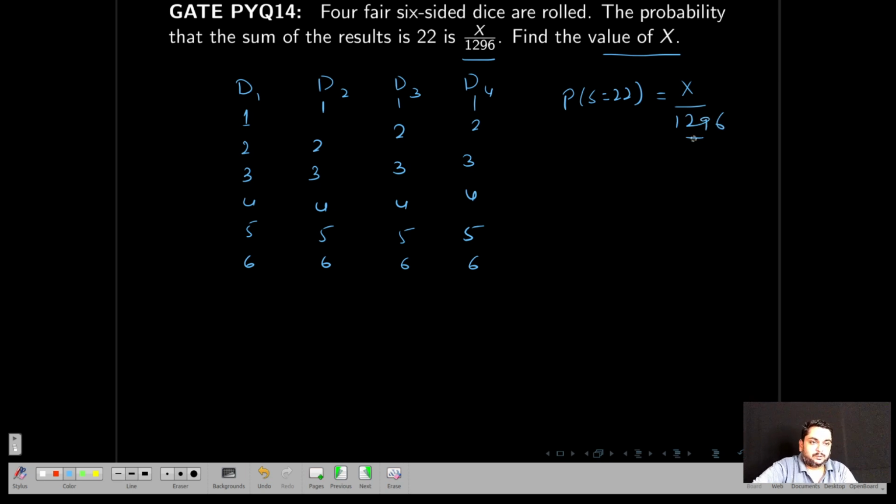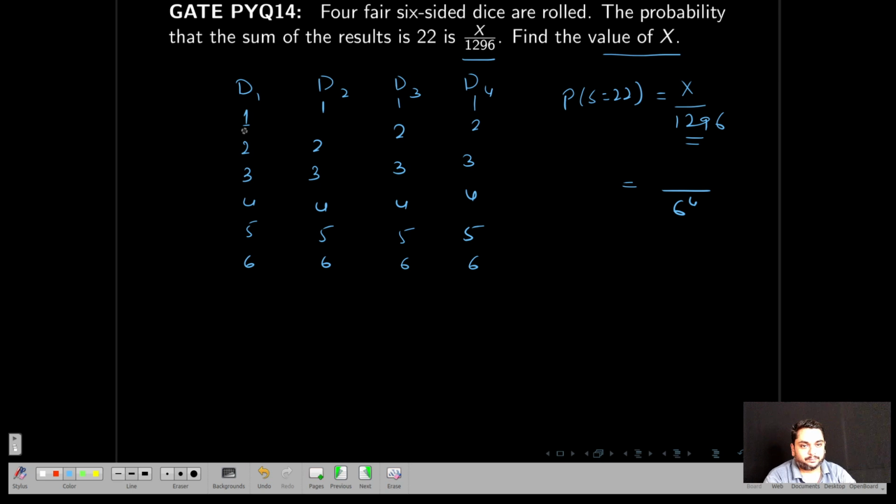See why it is 1296? It is nothing but 6 into these combinations, right? 6 into this, 6 into this, and then 6 into D3 values, and 6 into D4 values. So it is nothing but 6 power 4. The previous example I showed, no? If there are 2 dice, it will be 6 power 2. 3 dice, 6 power 3. Like that, 6 power 4 is 1296. That they have already given. I want to find the numerator. What is the numerator? They are saying how many combinations are possible with sum 22.